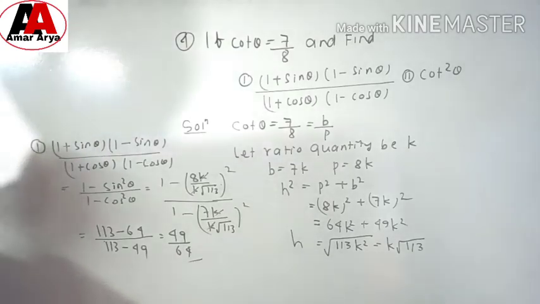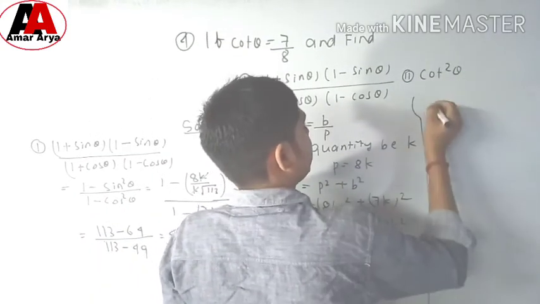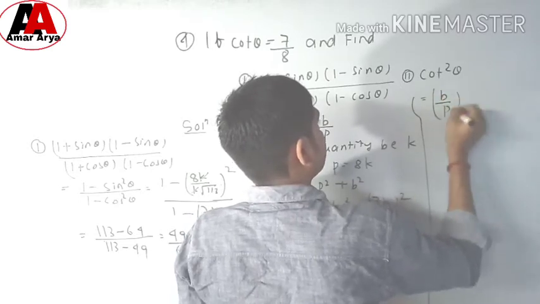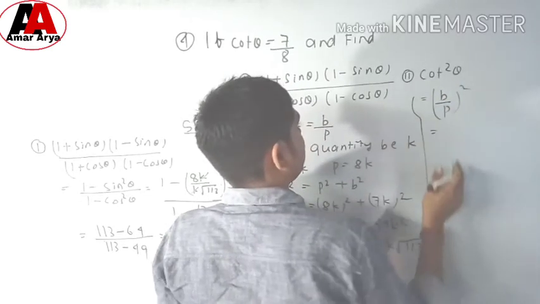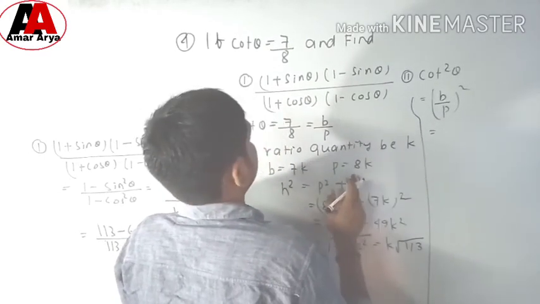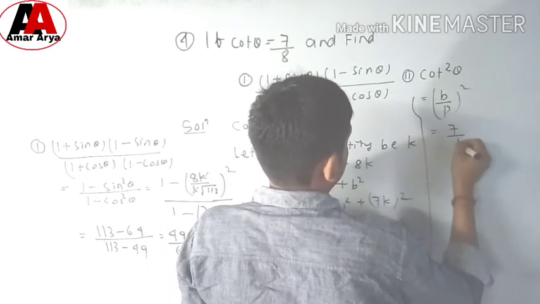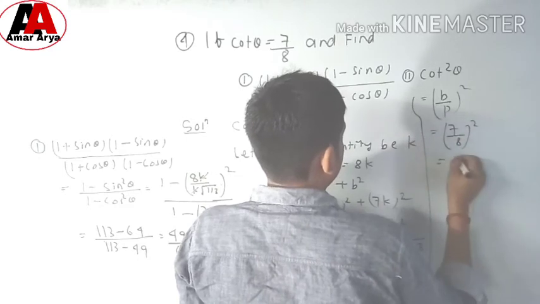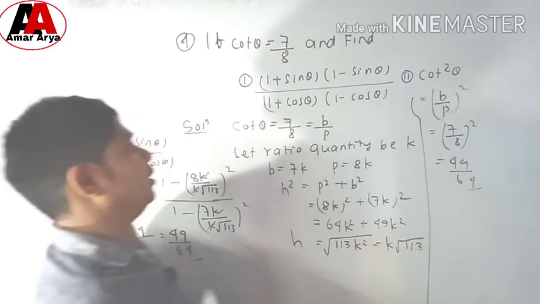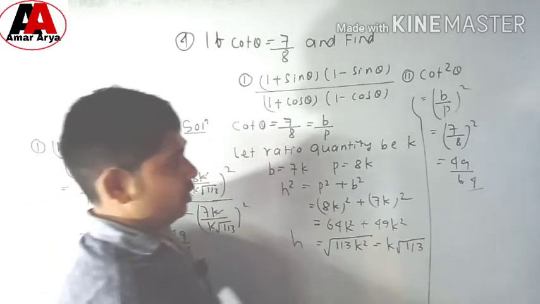And number 2, you can apply the formula number 2. So we can write here cot theta means b by p. So the value of b by p means 7k and 8k. So we can write here 7 by 8. Okay, directly we can write 7 by 8. So 7 square is 49 and 8 square is 64. Okay, so this is the value of question number 2. So we will process the next question.